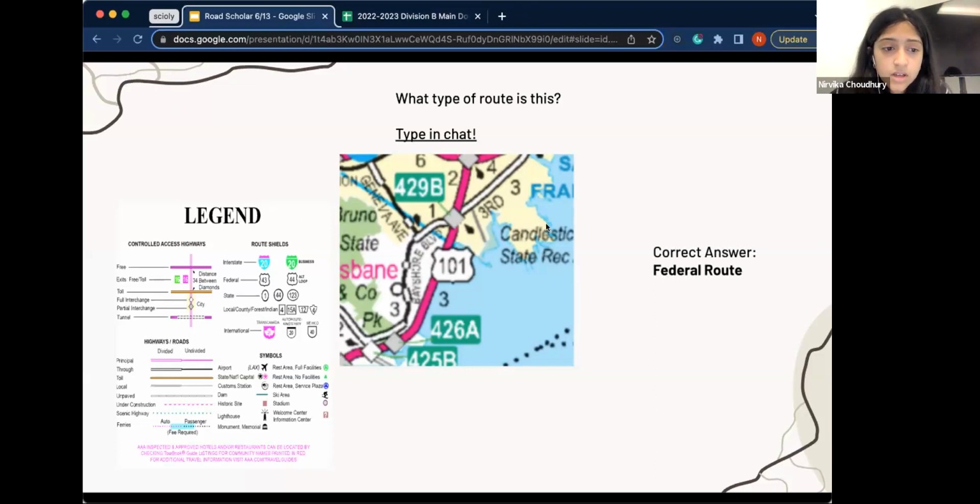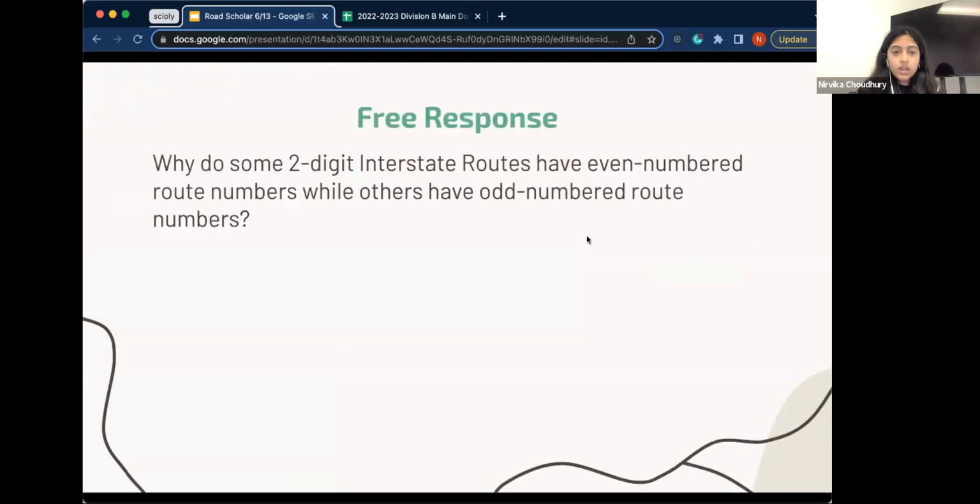Free, this is asking what type of route. It is a free, but that's kind of like given, you know? Okay. Last one is free response. Why do some two-digit interstate routes have even numbered route numbers while others have odd numbered route numbers?